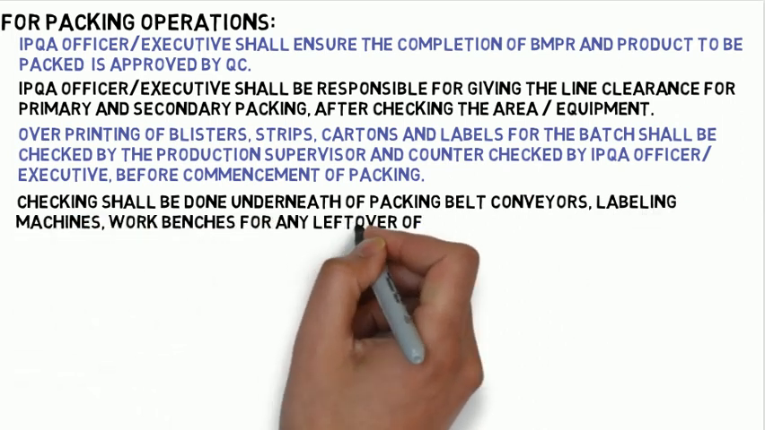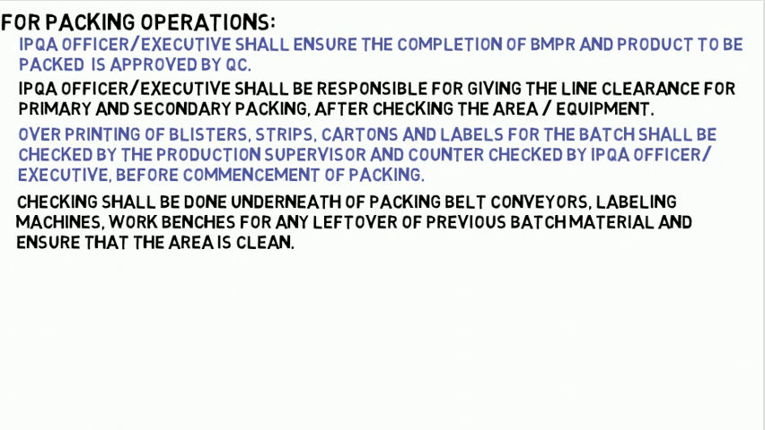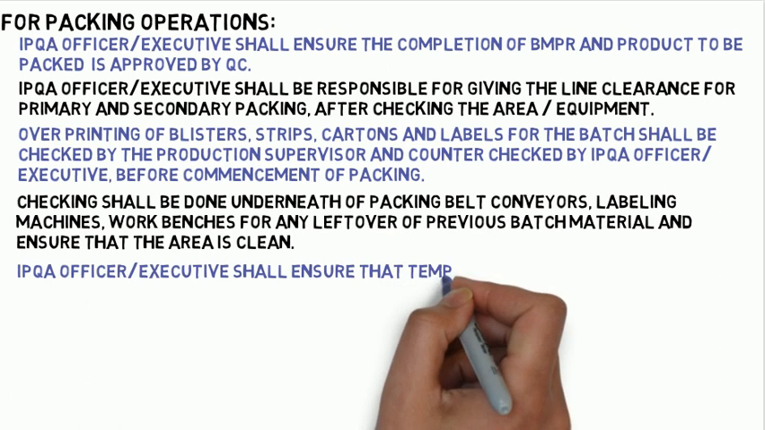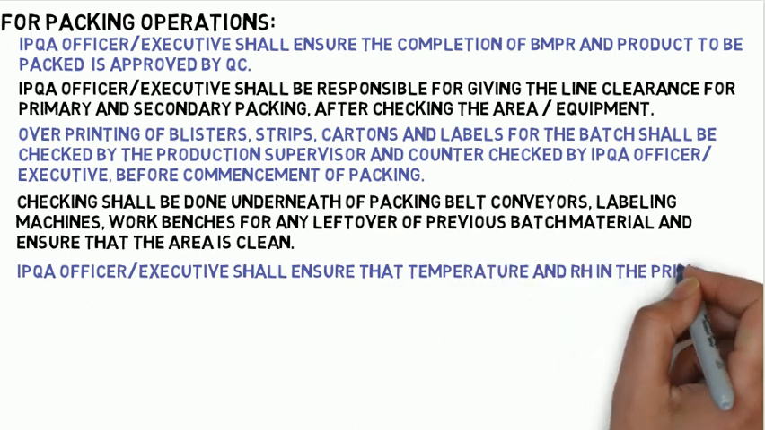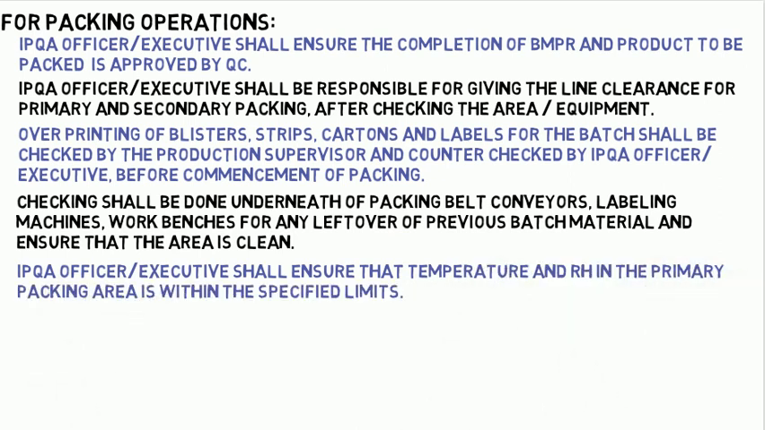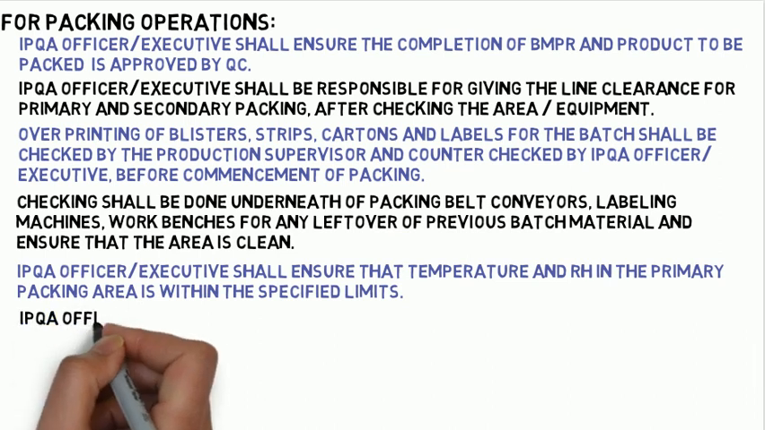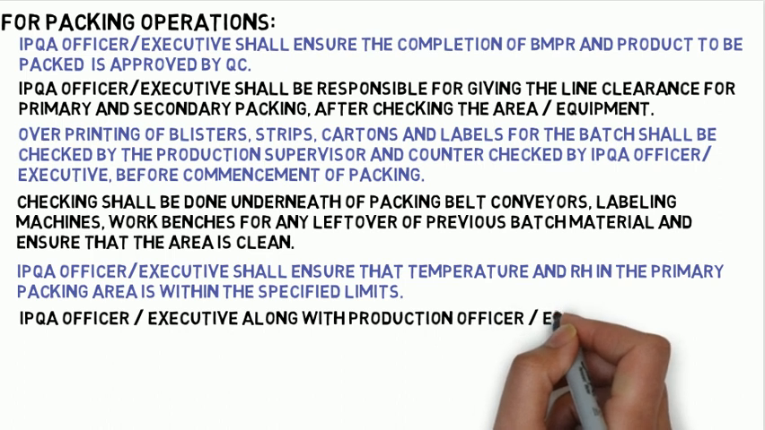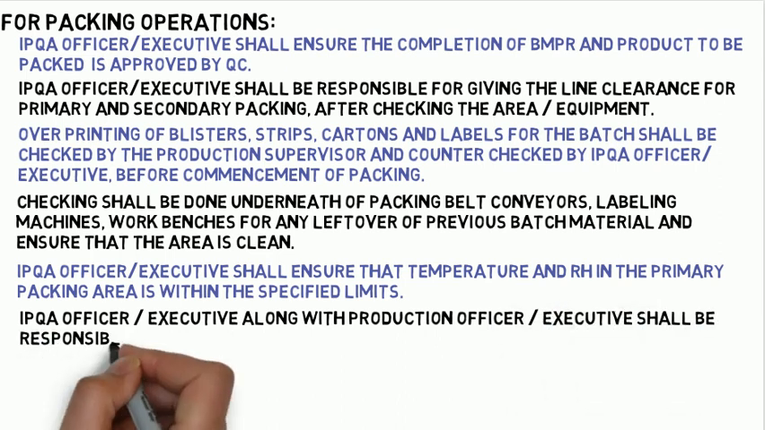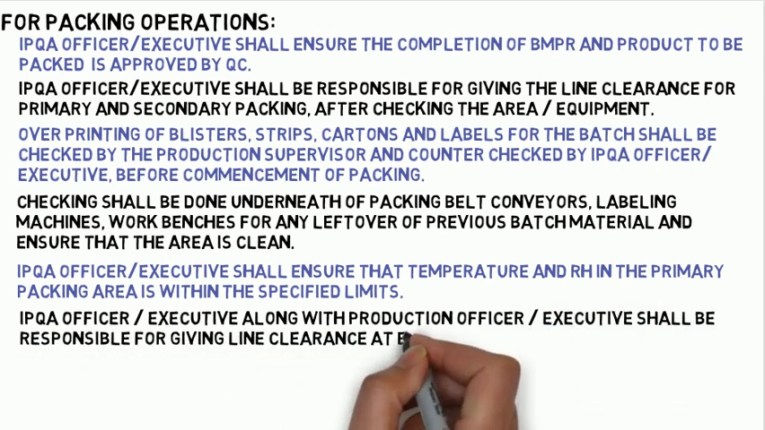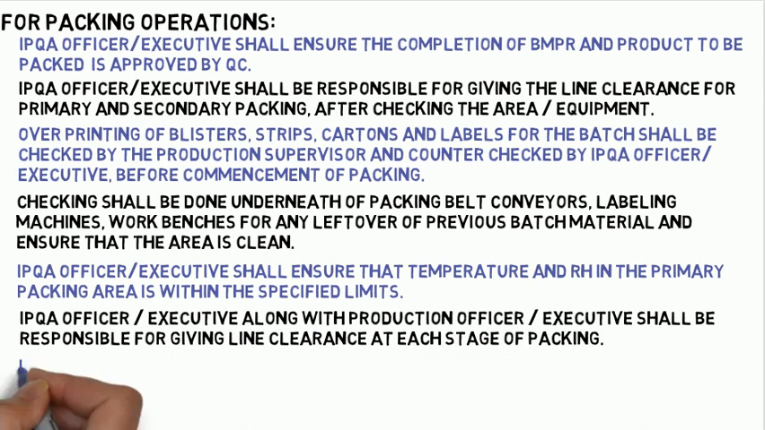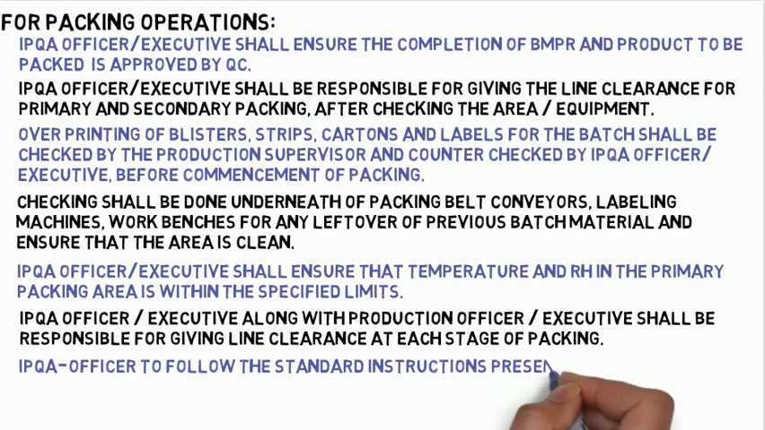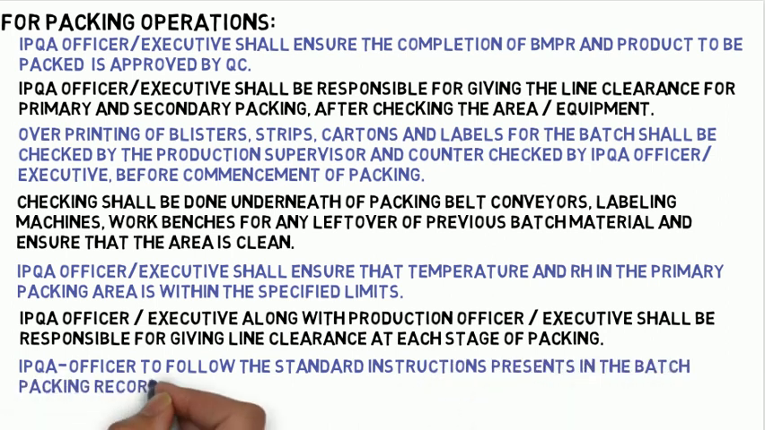Step 5. IPQA officer or executive shall ensure that temperature and relative humidity in the primary packing area is within the specified limits. Step 6. IPQA officer or executive along with production officer or executive shall be responsible for giving line clearance at each stage of packing. Step 7. IPQA officer to follow the standard instructions present in the batch packing record and ensure the following before approving the line clearance.